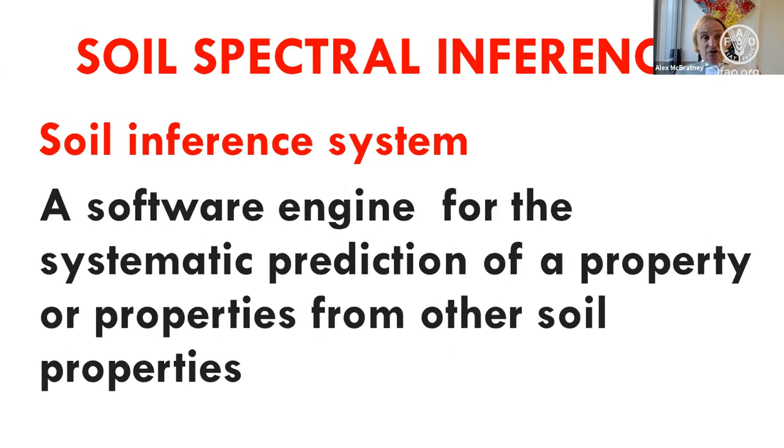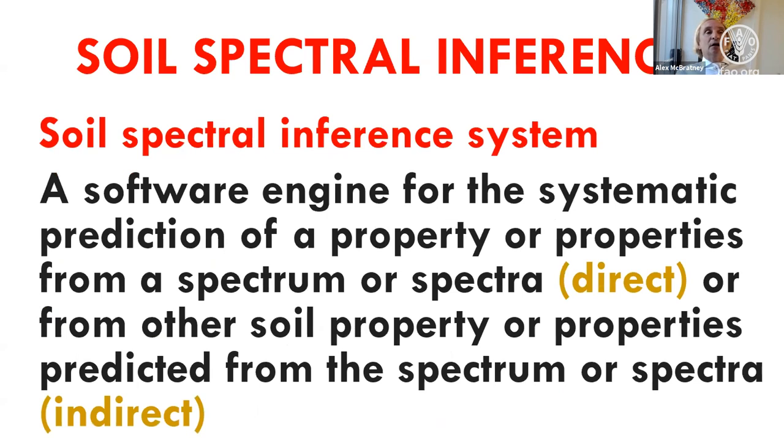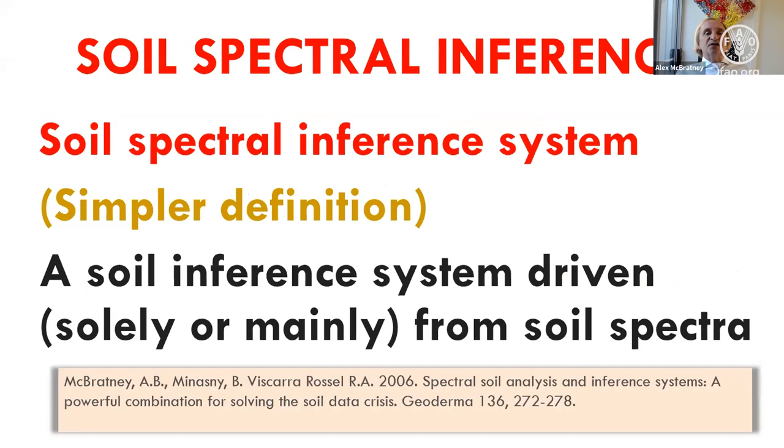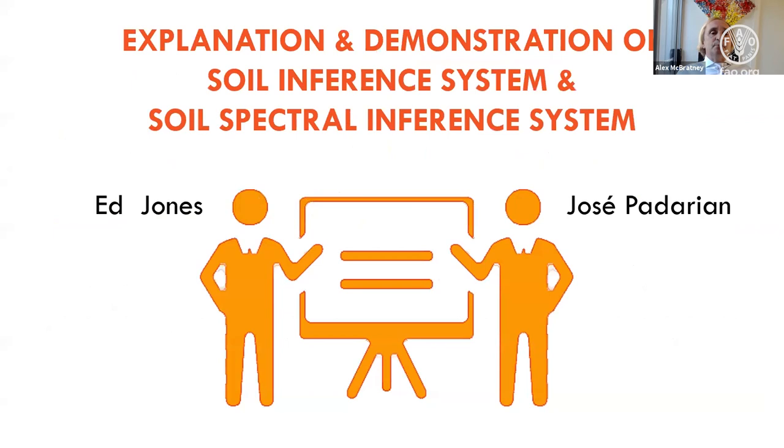And a soil inference system is a software engine, a bit of software, for the prediction of properties from other soil properties. And a spectral inference system is a software engine for the prediction of properties where the input is a spectrum, which drives the prediction of other properties. We can simplify the definition: a soil inference system driven solely or mainly from soil spectra, which I think is a promise for the future. And back in 2006, actually, we wrote a little paper about the possibility of using spectra as the main driver for soil inference systems. But it's a combination of spectra and spectral transfer functions and pedotransfer functions that offers the future.